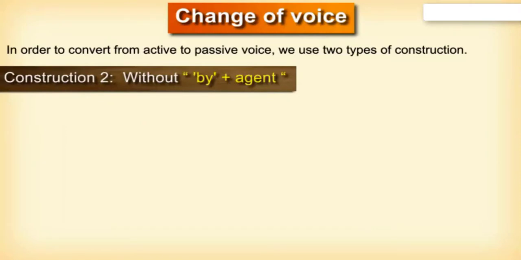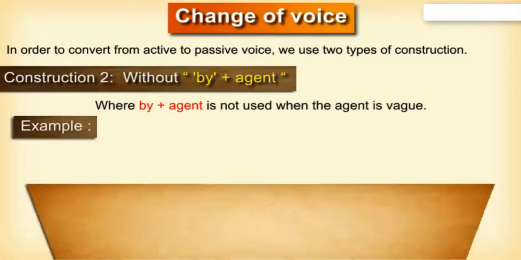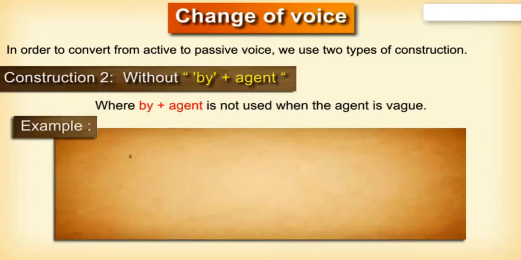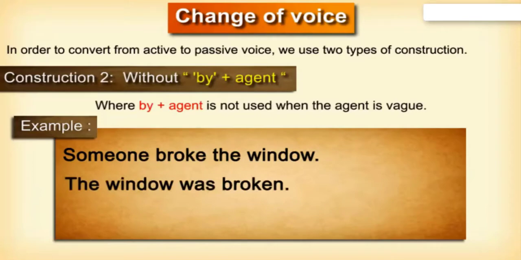Construction 2. Without by plus agent, where by plus agent is not used when the agent is vague. Let us see this sentence. 1. Someone broke the window. In passive voice, this sentence becomes, the window was broken.